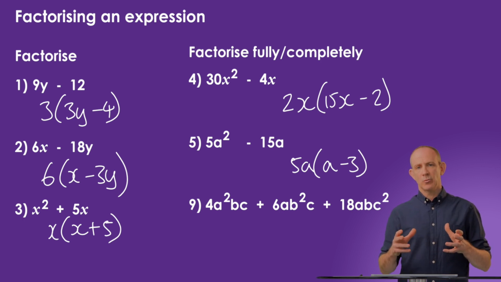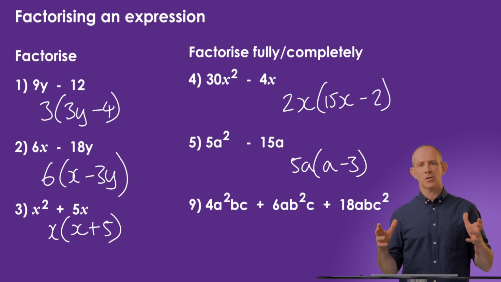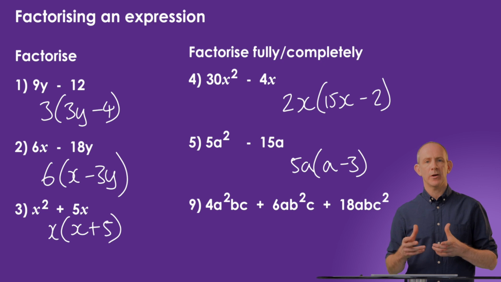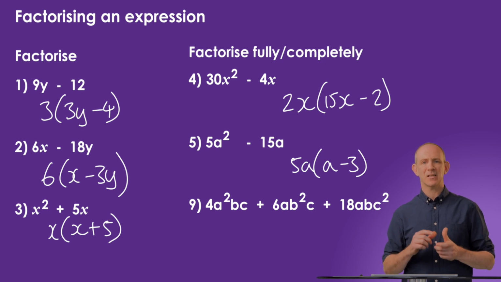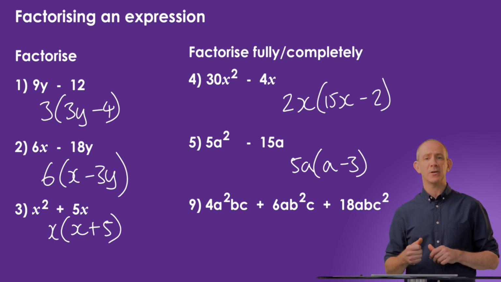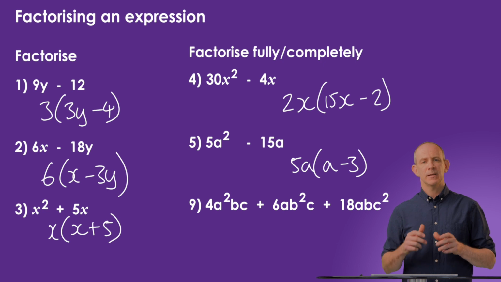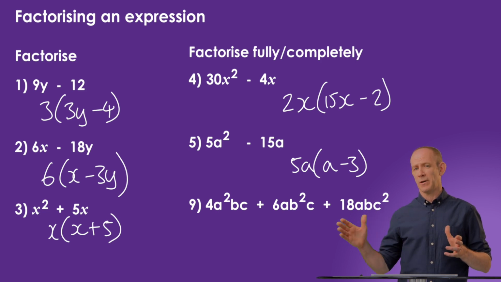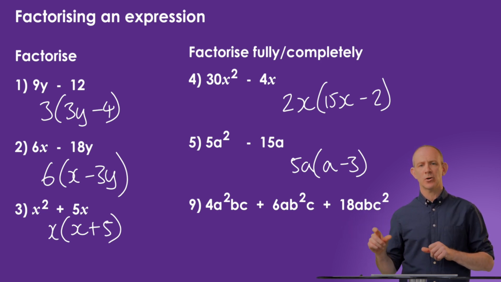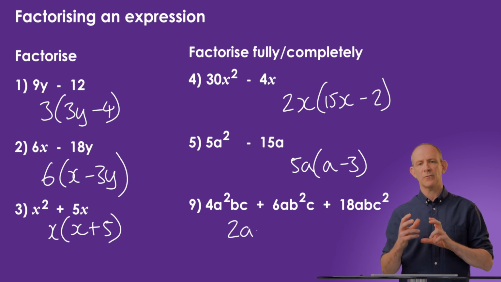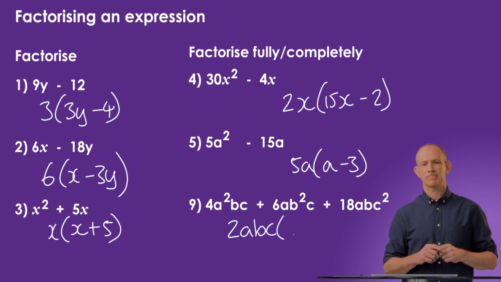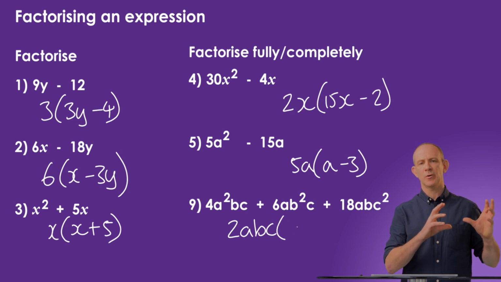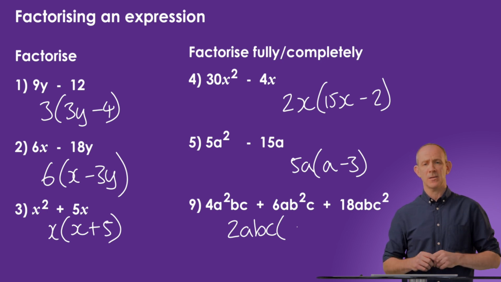Now in this last one, we've got quite a lot of information here. So we've got 4a squared bc plus 6ab squared c plus 18abc squared. Now you can see numerically that the highest common factor for all of those is going to be 2, because that goes into all of the numbers. You can also see that each of the terms also has an a, b and a c in them. So we can take one of each of those terms and put them outside of the brackets. So our common factor outside is 2abc.